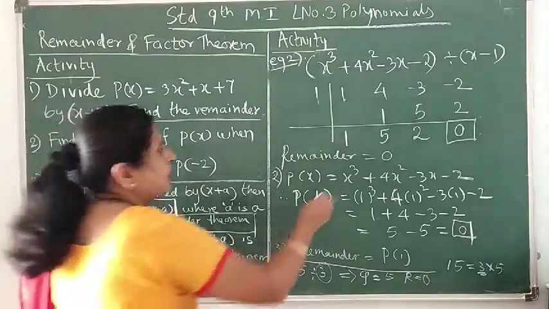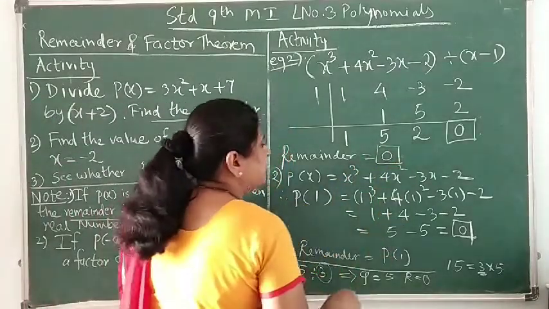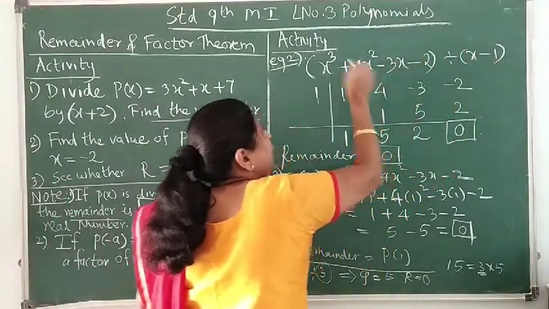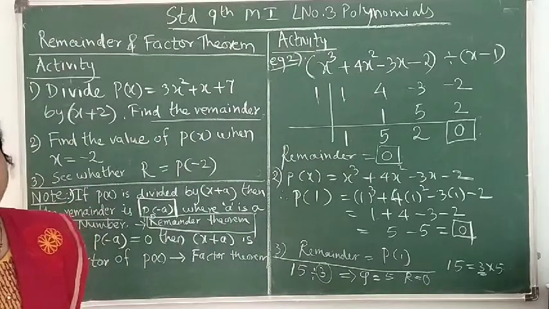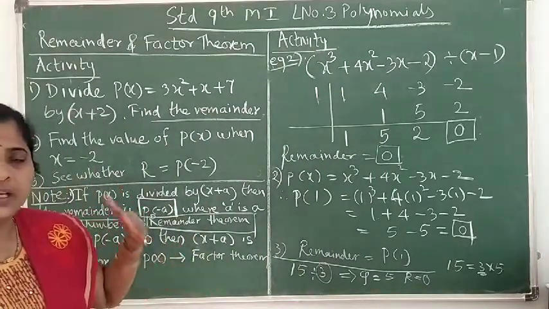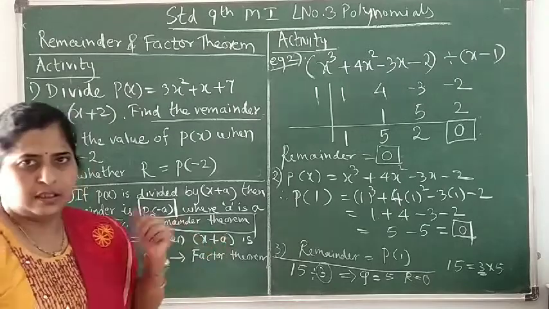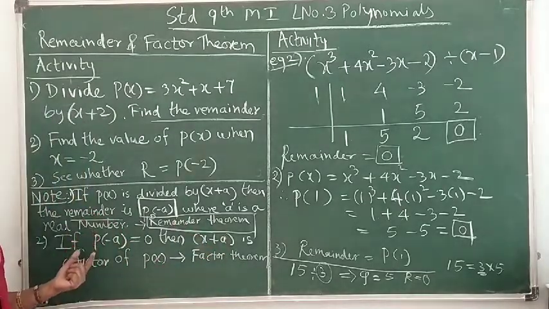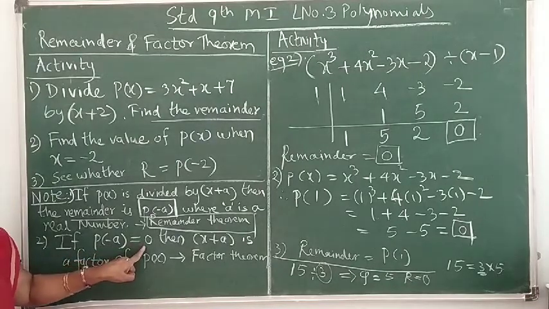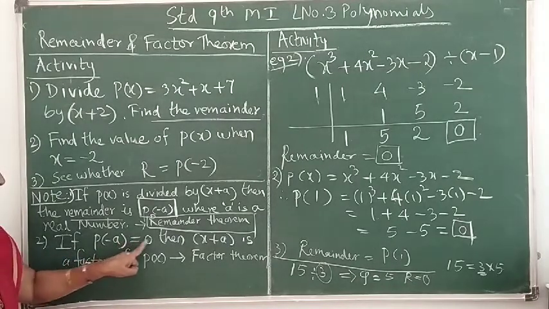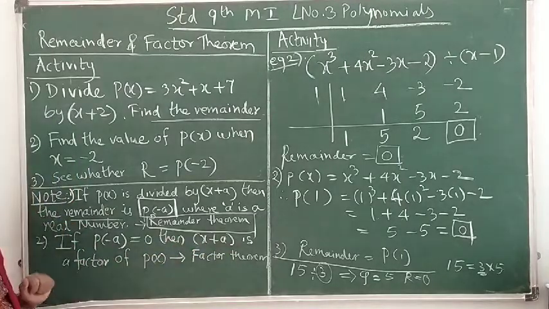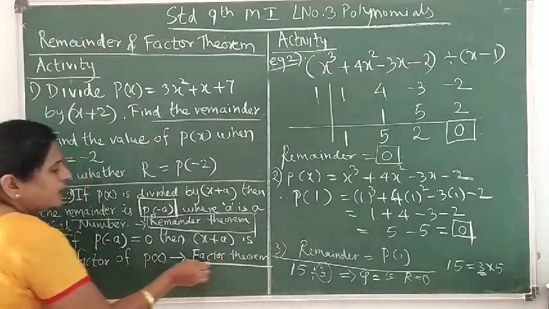So here, if we are getting the remainder 0, it means x minus a is a factor of this dividend. So when the remainder becomes 0, it is a factor. The same thing is given over here. Note number 2: if p of minus a is 0, then x plus a is a factor of p(x). It is called the factor theorem.